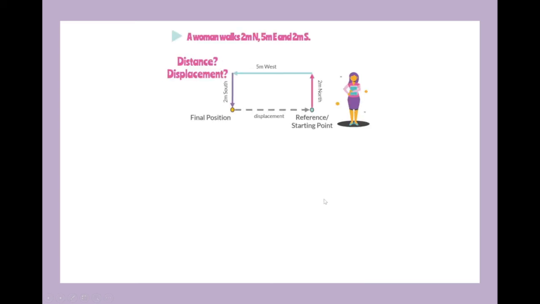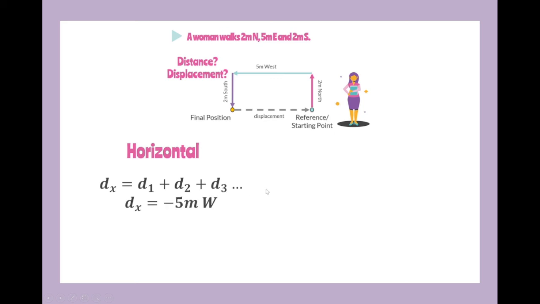Moving forward, let us now solve for the displacement. The displacement along horizontal is determined by the formula d sub x equals d sub 1 plus d sub 2 plus d sub 3. Substituting the value, the only horizontal displacement is 5 meters west. Therefore, the displacement along the horizontal is 5 meters west.